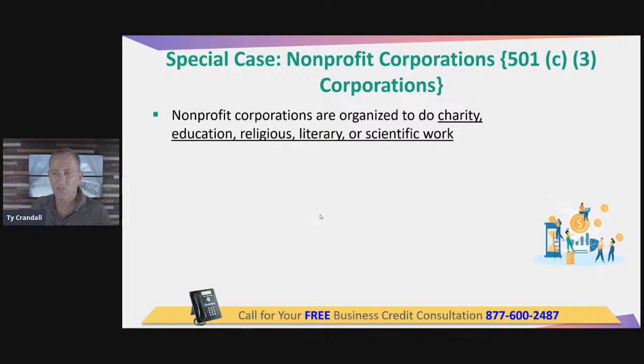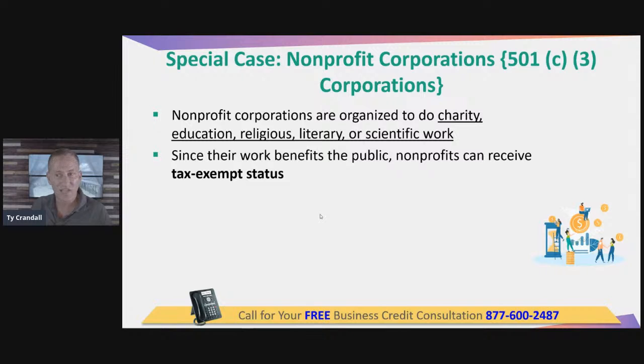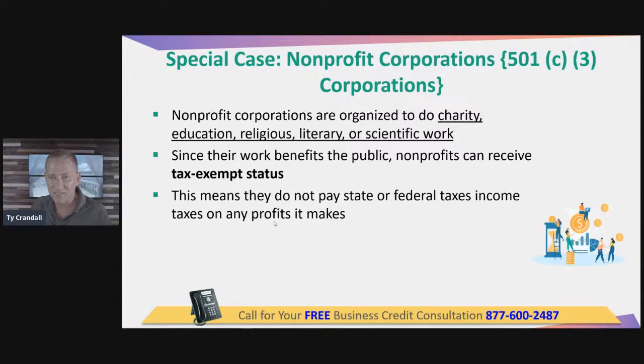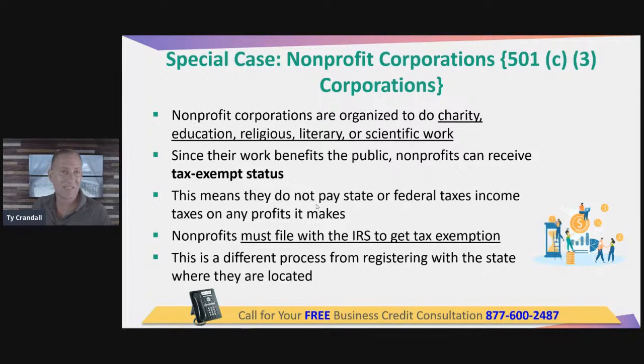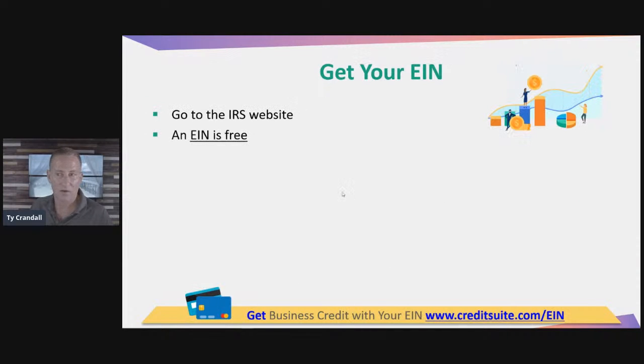Nonprofit corporations are organized to do charity, education, religious, literacy, or scientific work. Since the work benefits the public, nonprofits can receive tax-exempt status. This means they do not pay state or federal income taxes on the profits they make, and nonprofits must file with the IRS to get tax exemption. And this is a different process from registering with the state where they're located. So, obvious benefit here, you don't have to pay taxes as a nonprofit. It's why people fight so hard for tax-exempt status, because as your business gets bigger, taxes can account for hundreds of thousands or millions of dollars a year.